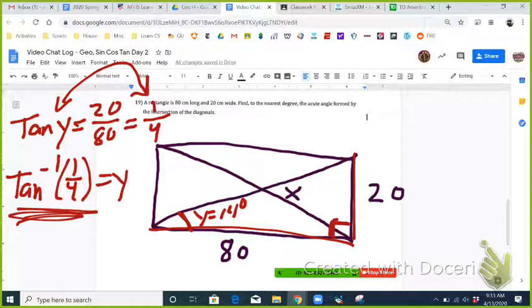I'll write that in yellow. So this angle here is 76. So this angle here is 76. 76 times 2 is 152. So if you subtract that from 180, this acute angle here would have to be 28 degrees. So that's your final answer, 28 degrees.